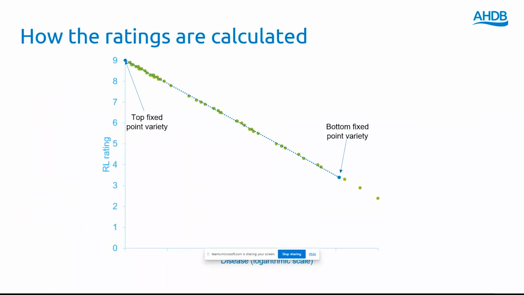The slope is determined using known resistant and known susceptible varieties to fix the top and bottom of the slope. And this chart shows an example of a slope with the green dots, the different varieties which we're calculating ratings for. And you can see here that all the varieties' ratings are calculated along this slope based on the amount of disease they got.